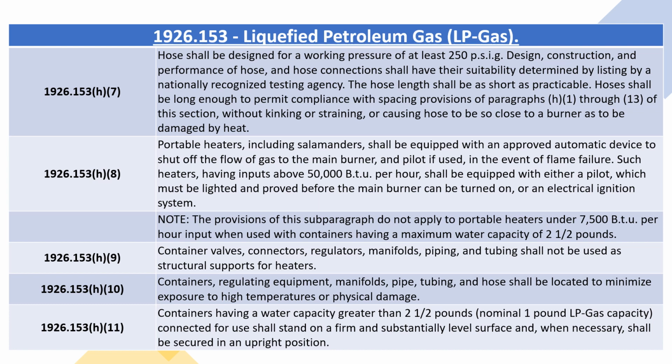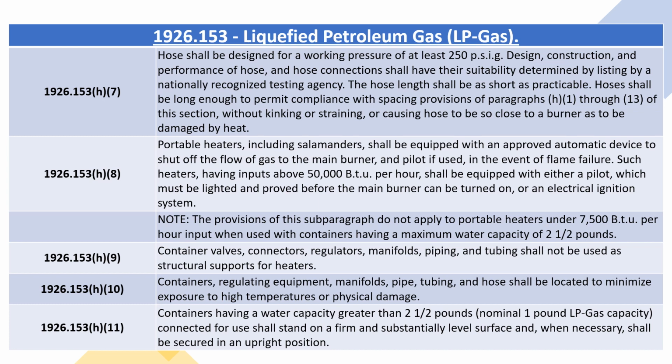1926.153(h)(9), Container valves, connectors, regulators, manifolds, piping, and tubing shall not be used as structural supports for heaters. 1926.153(h)(10), Containers, regulating equipment, manifolds, pipe, tubing, and hose shall be located to minimize exposure to high temperatures or physical damage.